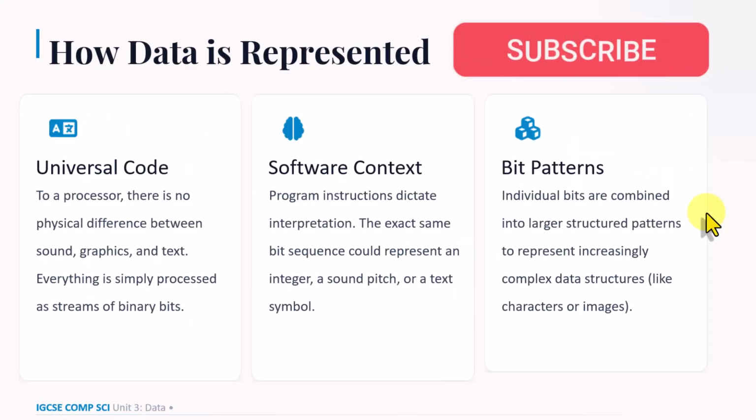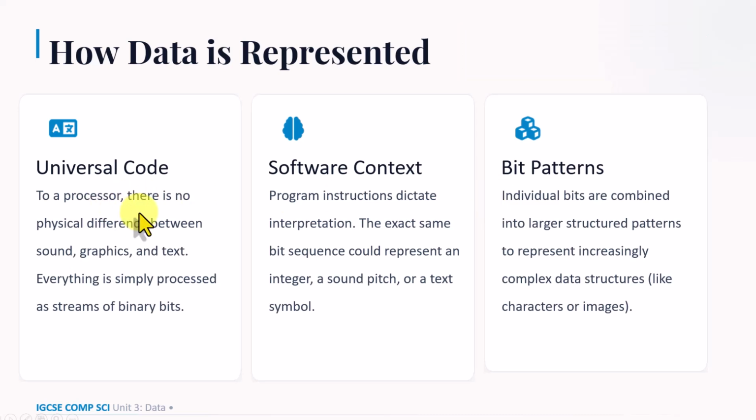Now see how data is represented. The first one is the universal code. To a processor, there is no physical difference between sound, graphics and text. Everything is simply processed as streams of binary bits. So a picture is saved as zeros and ones, sound is saved as zeros and ones, text is saved as zeros and ones, and so on.